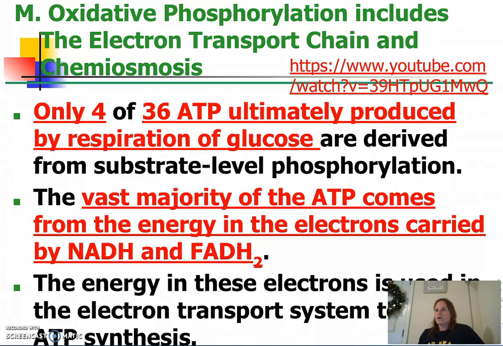All right, so let's start by filling in the note packet. So how many ATP molecules are produced thus far from substrate level phosphorylation? Thus far, we've only gotten 4 of our 36 ATPs that we're ultimately going to make. So what does that tell you about these last two stages? Well, it tells us that the vast majority of the ATP comes from the energy and the electrons that are carried by our electron carriers, NADH and FADH2.